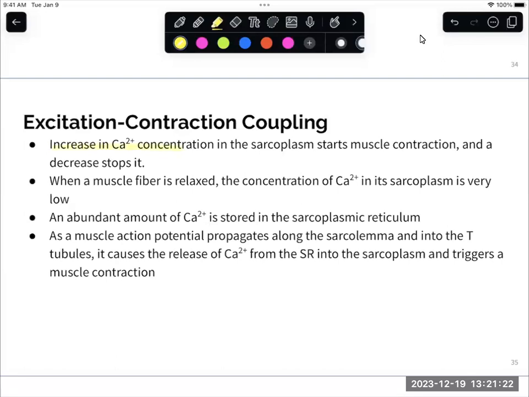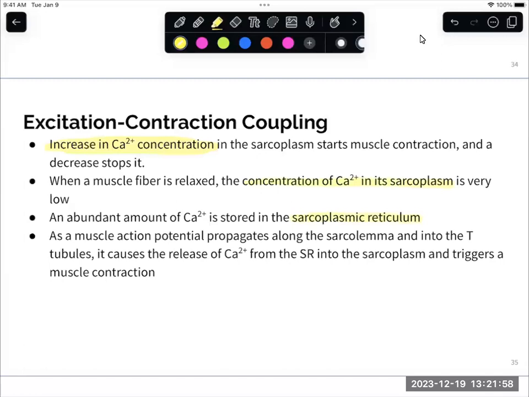So an increase in calcium that's being released from that sarcoplasmic reticulum starts that muscle contraction. As that calcium gets put back into that sarcoplasmic reticulum, it can stop that muscle contraction. So that calcium is stored in that sarcoplasmic reticulum. Calcium in the sarcoplasm is very low. We keep it in that sarcoplasmic reticulum until we need it.